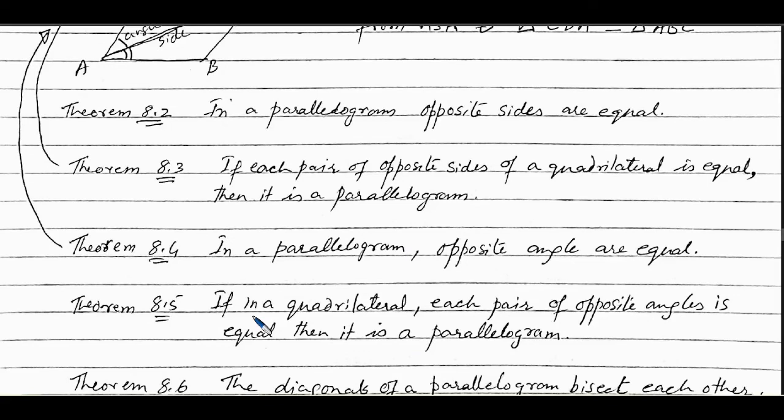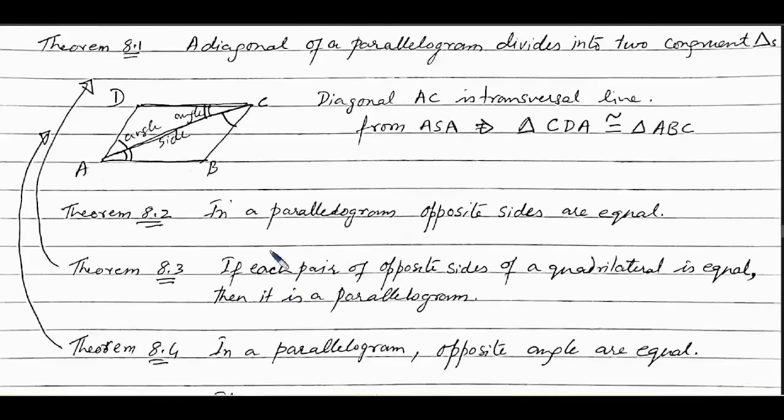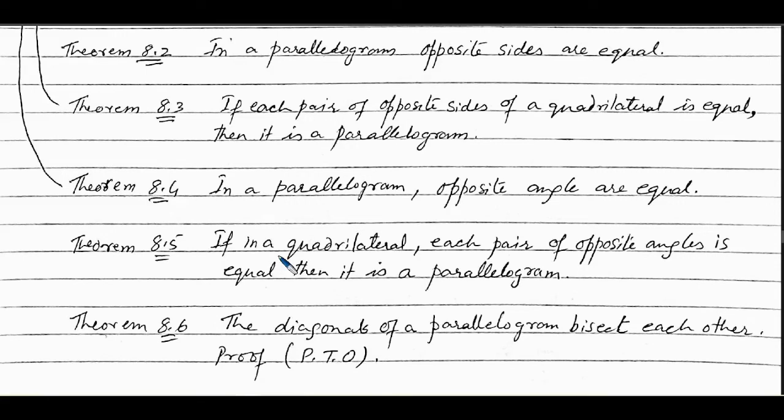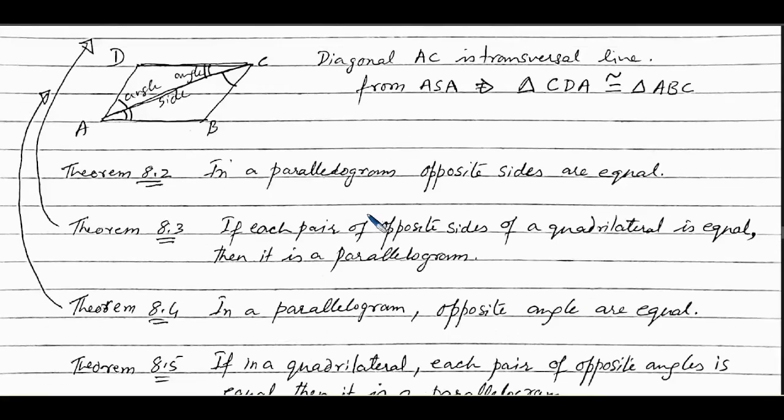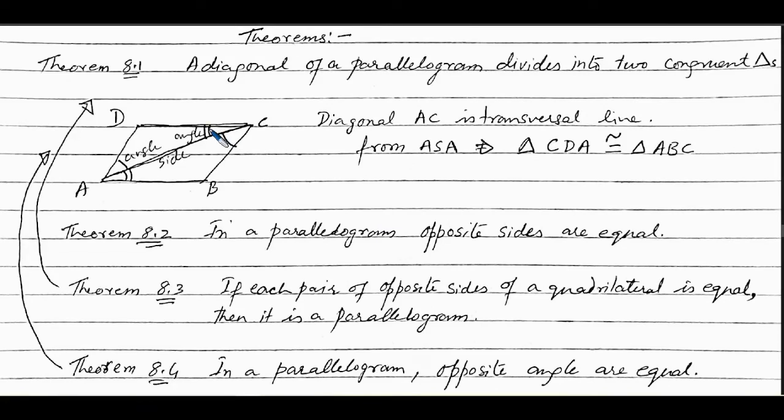Theorem 8.5: if in a quadrilateral each pair of opposite angles is equal, then it is a parallelogram. In a parallelogram, opposite angles are equal. If there is a quadrilateral and each pair of opposite angles is equal, then it is a parallelogram. Then this angle, this angle, this angle and this angle are the same, so the sides have to be parallel. Of course, we have shown that for a parallelogram, each pair of opposite angles should be the same.